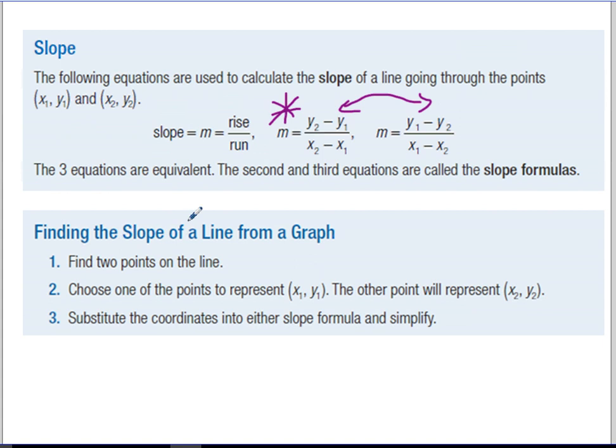So to find the slope of a line from a graph, first it says to find 2 points on a line. Choose one of the points to represent x1 and y1, the other x2, y2, and then substitute the coordinates into either slope formula and simplify. Well, honestly, this is saying find the slope of a line from a graph. If it's a graph, I just count, and I'll show you that. It's when they don't give you a graph and they only give you ordered pairs that you actually have to use this formula.